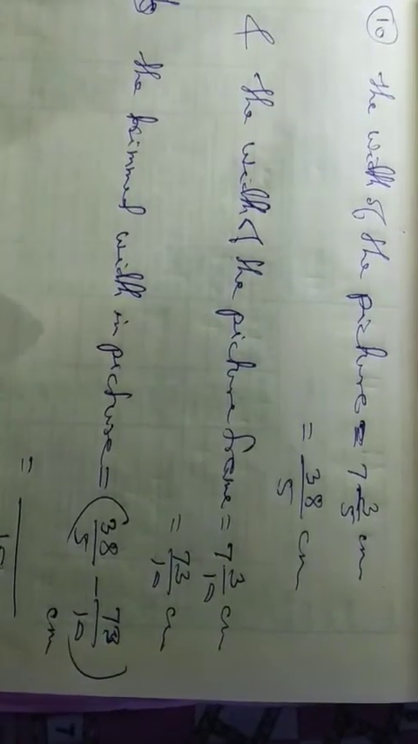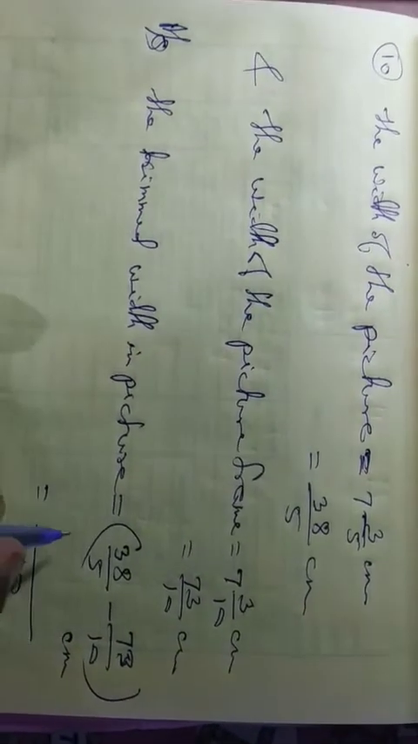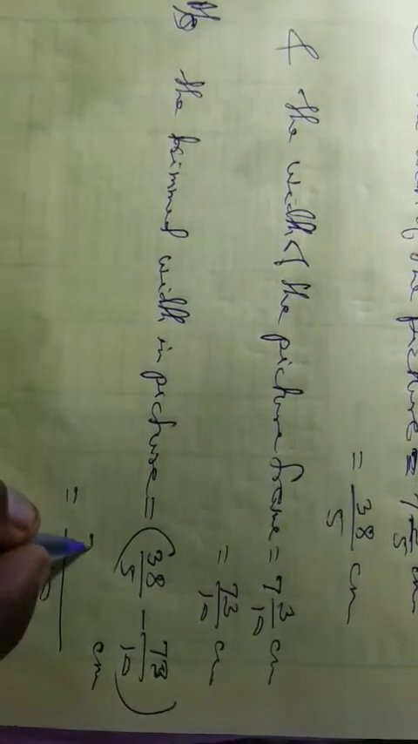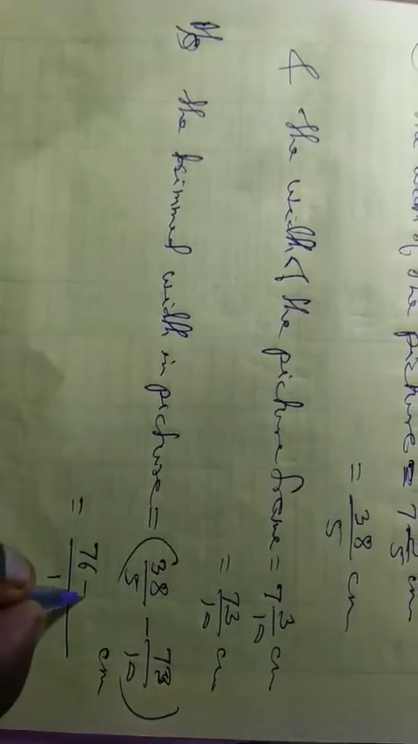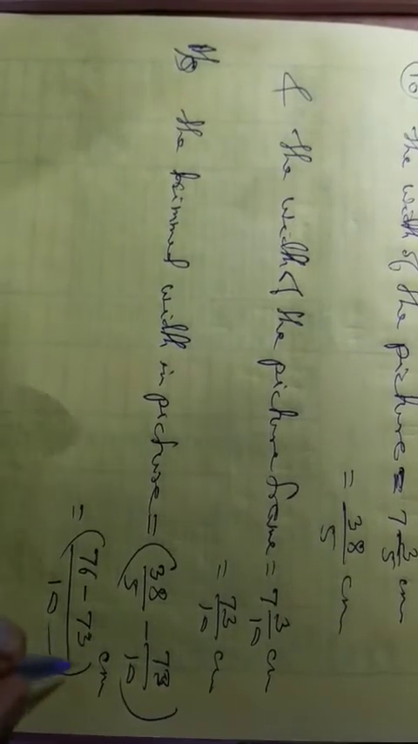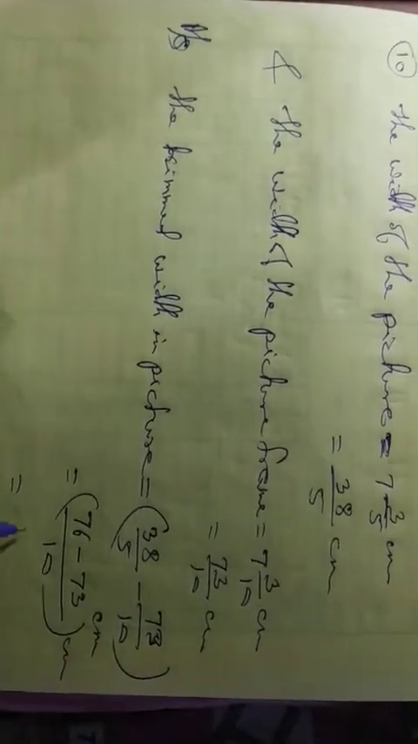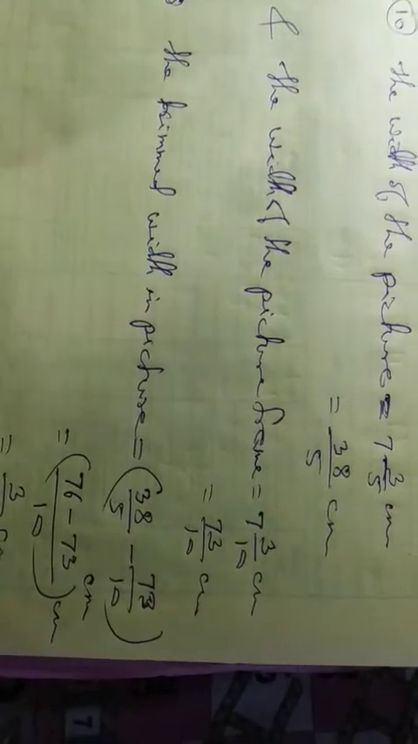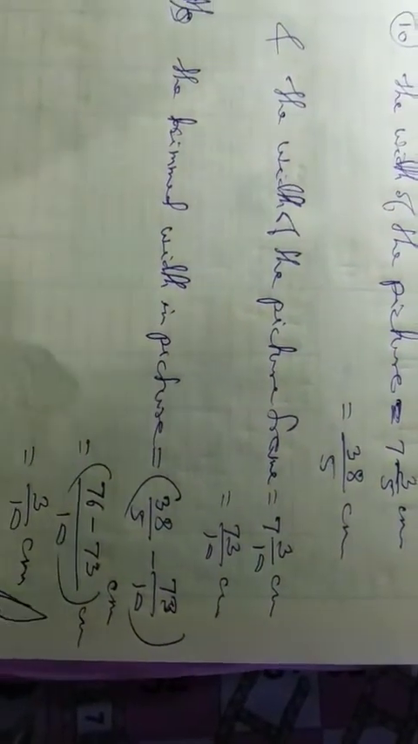LCM is 10. 5 times 2 is 10, so 38 times 2 is 76, minus 73, gives 3 by 10 centimeter. Answer.